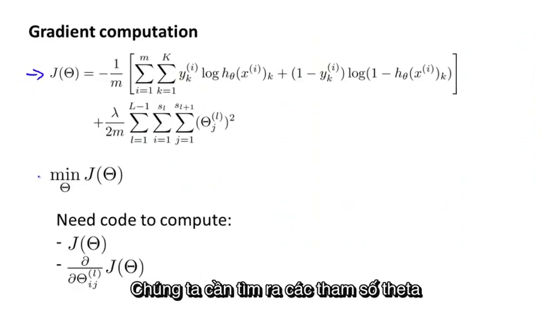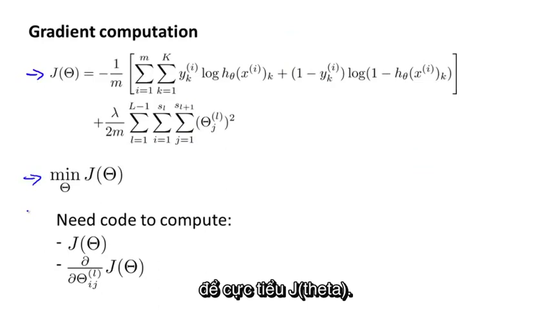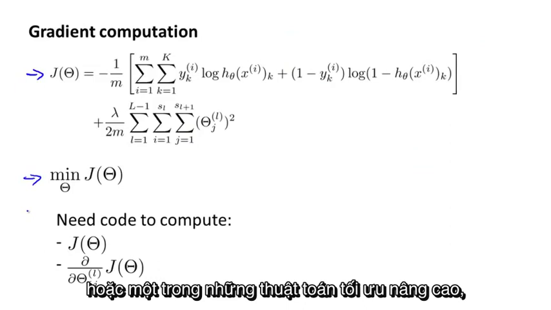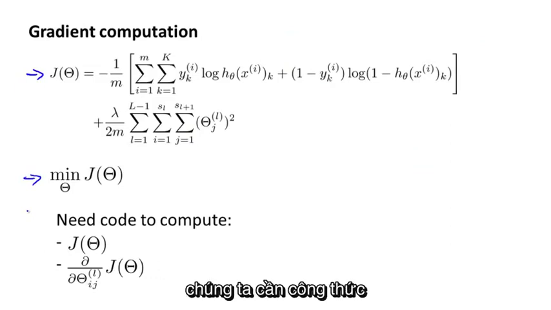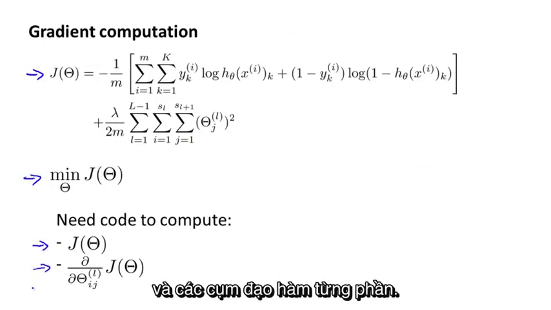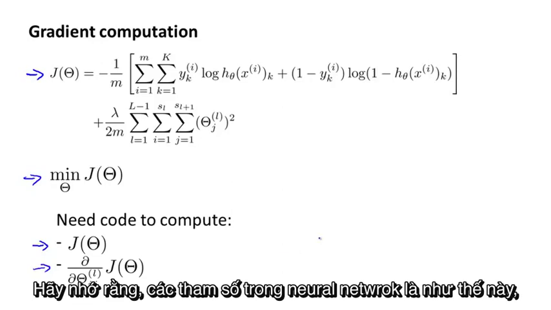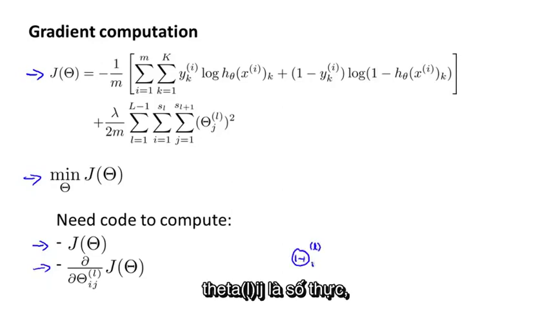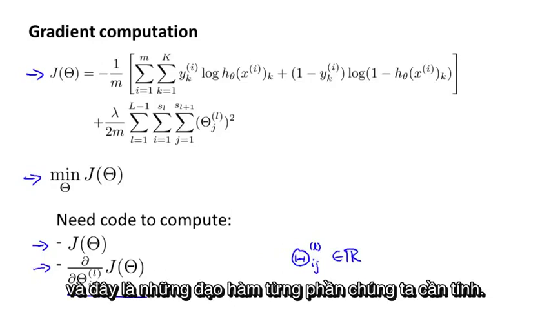What we'd like to do is find parameters theta to minimize J of theta. In order to use either gradient descent or one of the advanced optimization algorithms, we need to write code that takes as input the parameters theta and computes J of theta and these partial derivative terms. Remember that the parameters of the neural network are these things: theta superscript L subscript ij, that's a real number, and so these are the partial derivative terms we need to compute.